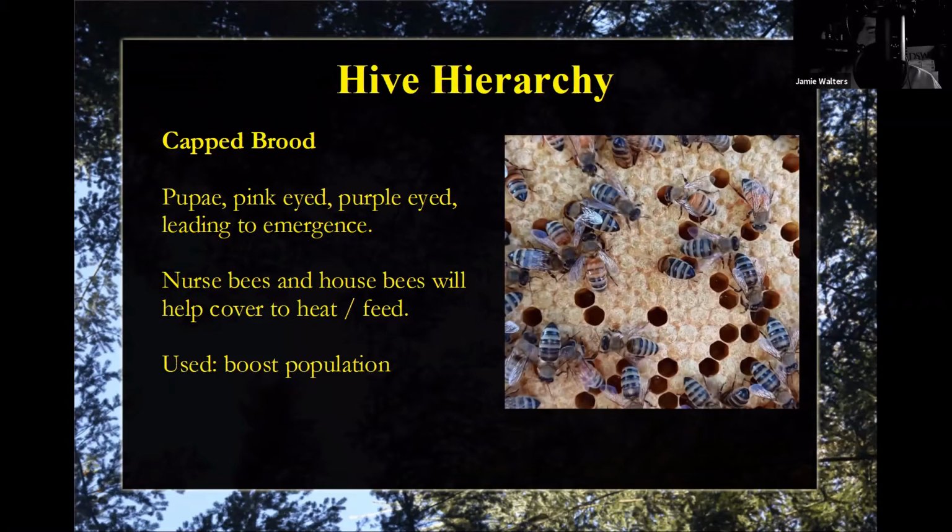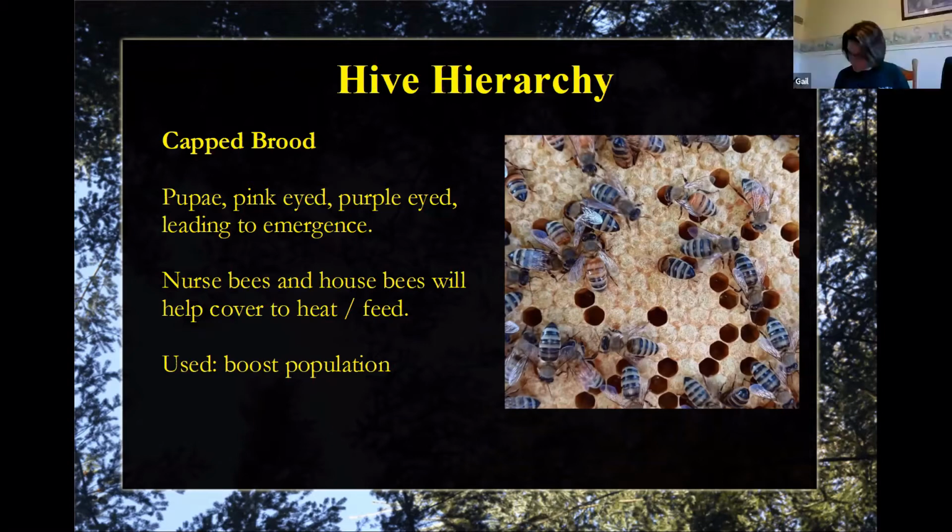If you wanted to boost or equalize your colonies, this is the frame that I would take to put into another colony. But when you pull this frame, make sure you double, if not triple check, is the queen on it. If so, pick up the queen, or shake the bees off, or take your bee brush and shake her back down into the hive, and then use that frame.